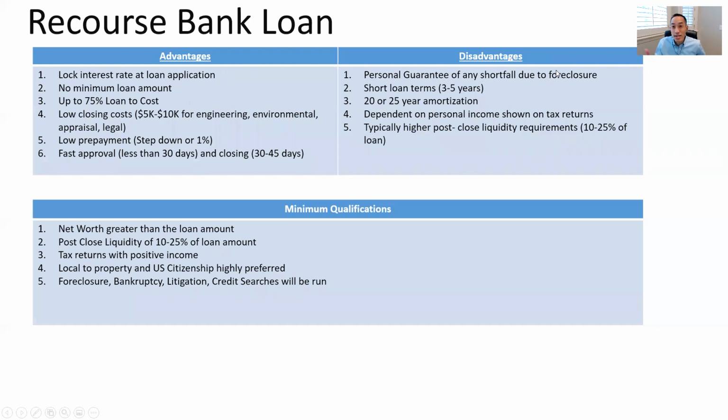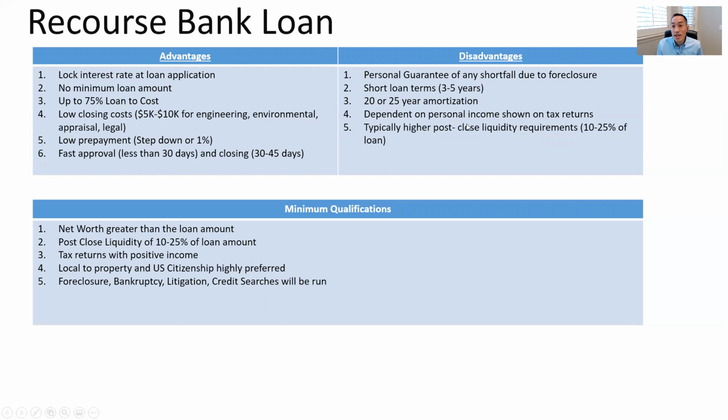Disadvantage, obviously, number one, it's recourse, right? So you are on the hook. And a lot of people come into multifamily because they don't want to be on the hook personally. So that is number one on disadvantages. It typically is only 3 to 5 years, and it has a shorter amortization: 20 to 25-year amortization versus 30 on Fannie and Freddie. So that's going to impact your cash flow.